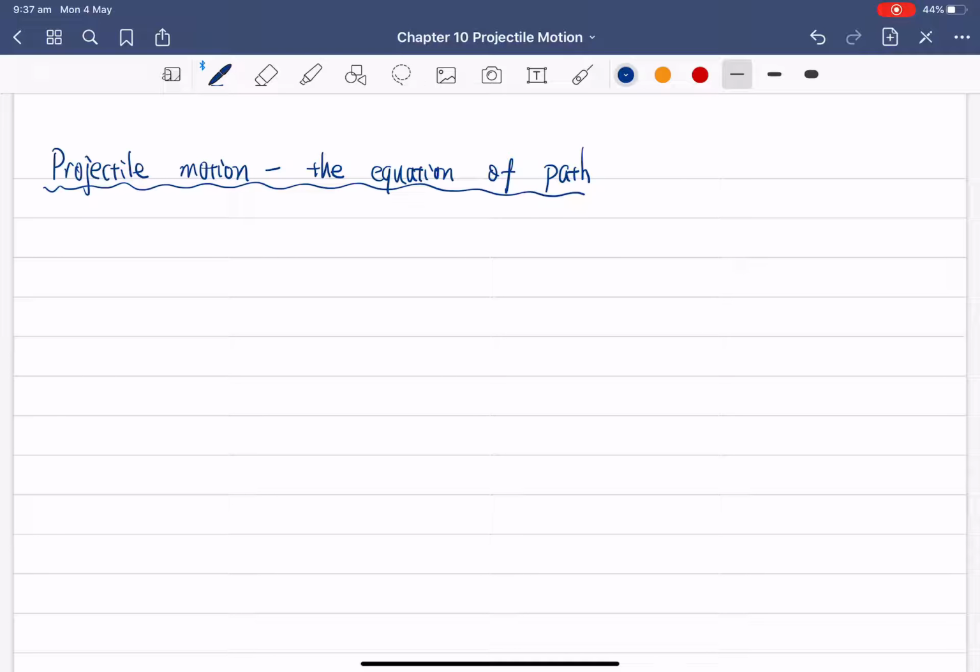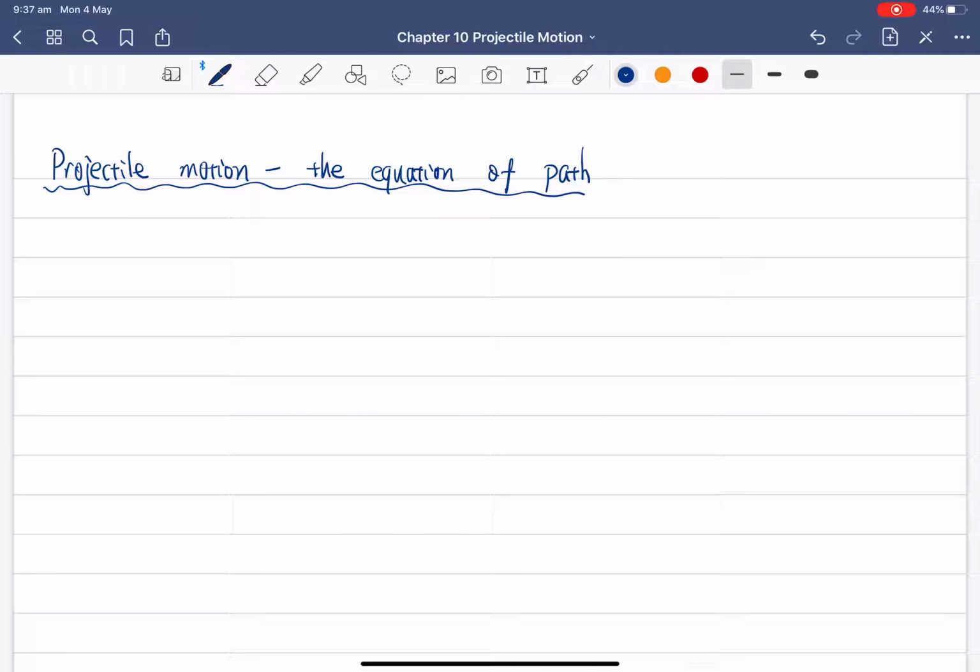Hi everyone, in today's lesson on projectile motion, the equation of paths. The formula for x and y in terms of t is basically given as a parametric equation. Last lesson we talked about 6 equations. 3 of them are from the x component and the other 3 are from the y component. But they are parametric equations.